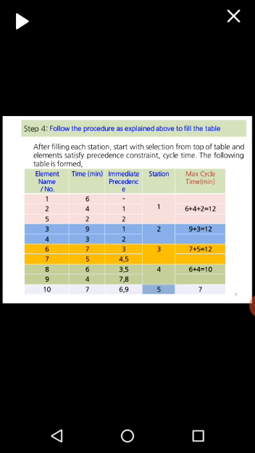Now what we need to find in this problem is balance delay and balance efficiency. In class 1 I gave the formulas along with their terminologies. What is balance delay and balance efficiency? Now we can find those things.